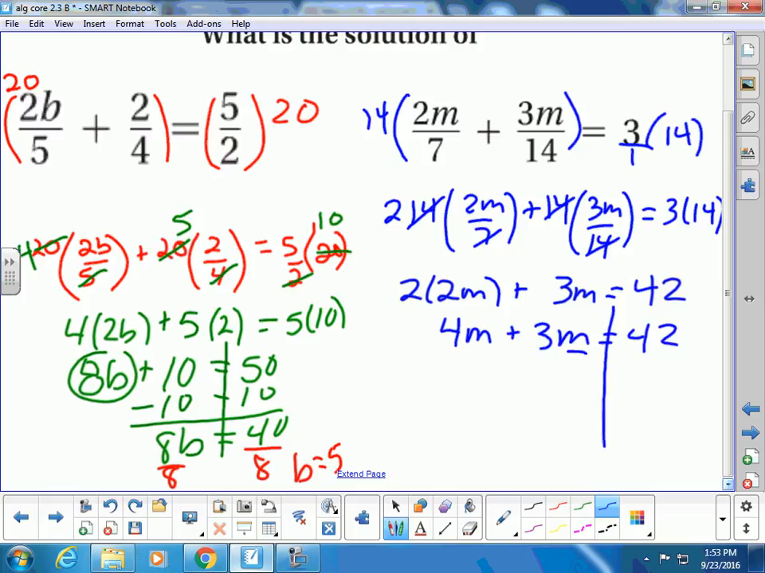Combine like terms. These are like terms. 4 and 3, how many m's? 7m equals 42. Divide by 7. And you get m equals 6.